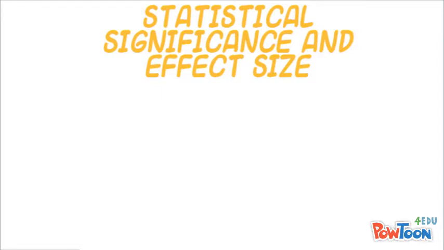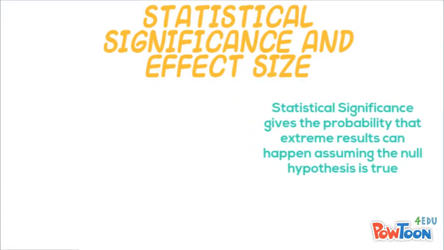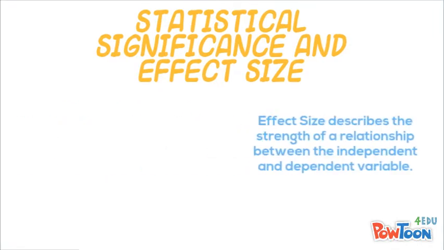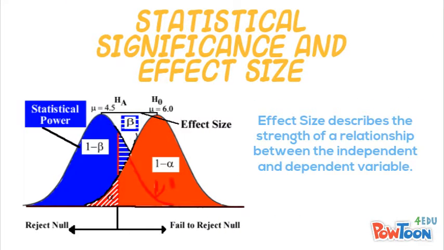Statistical significance and effect size. Statistical significance gives the probability that extreme results can happen assuming the null hypothesis is true. Effect size describes the strength of the relationship between the independent and dependent variables. It uses R squared to describe the amount of shared variance or variance in the independent variable.